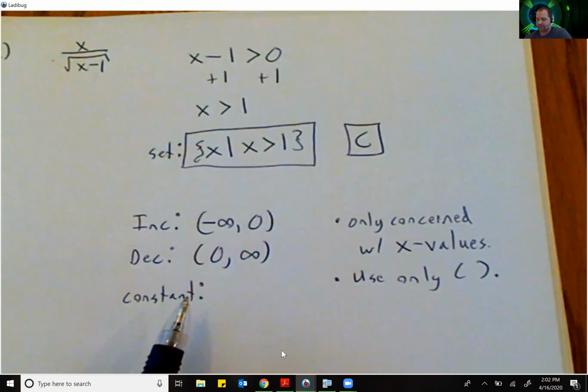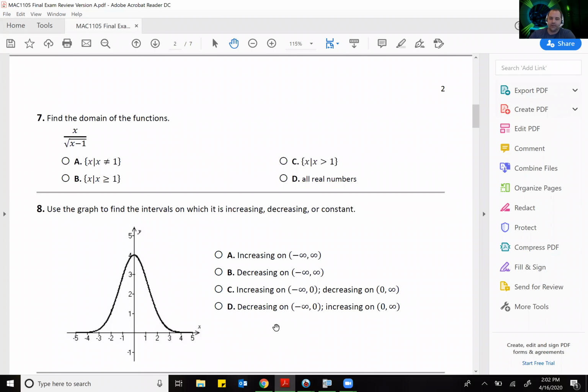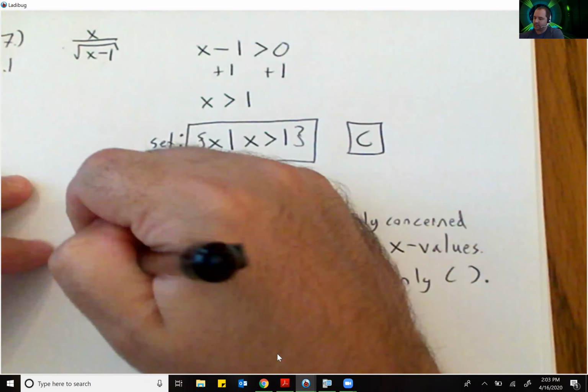Do we have any constant? No, a constant is just a straight horizontal line. Even though it looks like this is horizontal there, if you remember from chapter 5, I believe, that's an asymptote. You keep getting closer and closer to that horizontal asymptote, but you're not going to cross it. So it's still going down, although very, very slowly. So there is no constant.